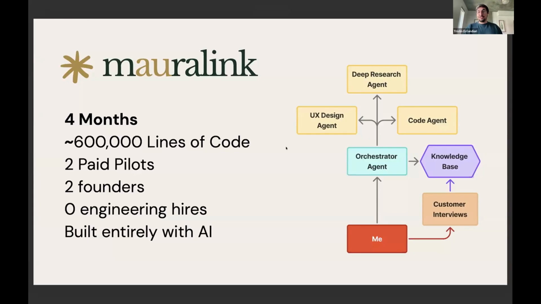Luckily, I've managed to build something incredibly unique. Over the last 4 months, we've built 600,000 lines of code. We have 2 paid pilots. There's 2 founders, myself and our CEO, with 0 engineering hires. At my previous company, Uniwires, I had 15, and it took us 2 years to build a product.